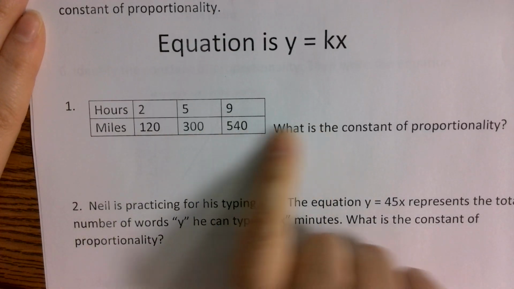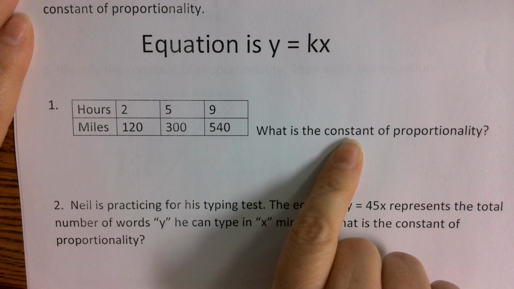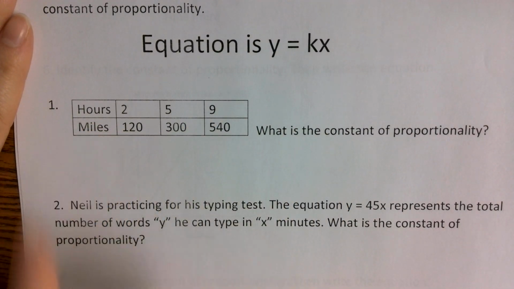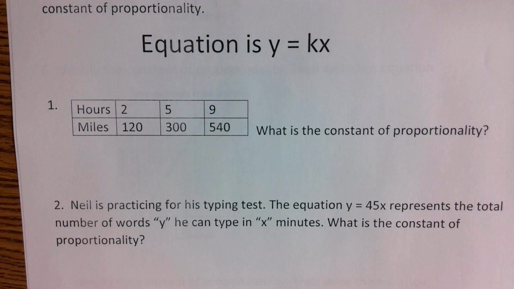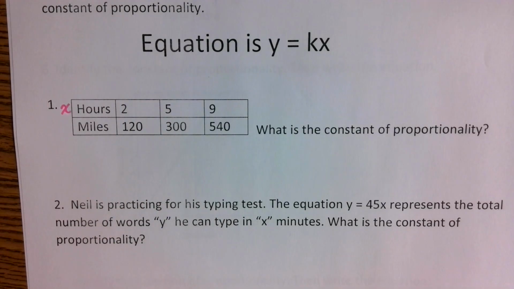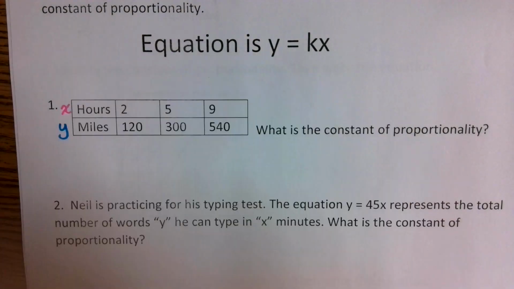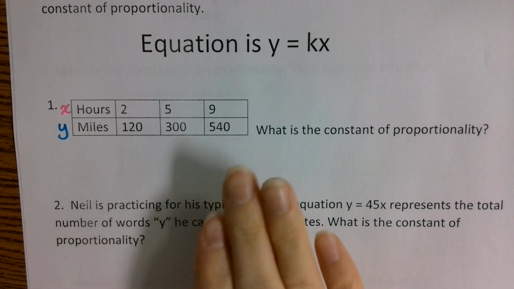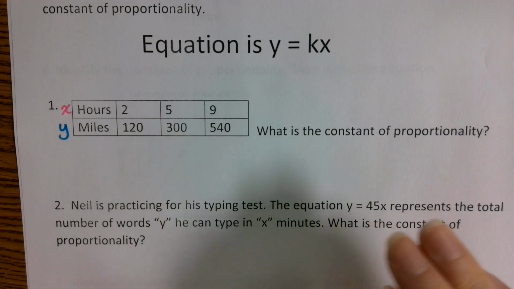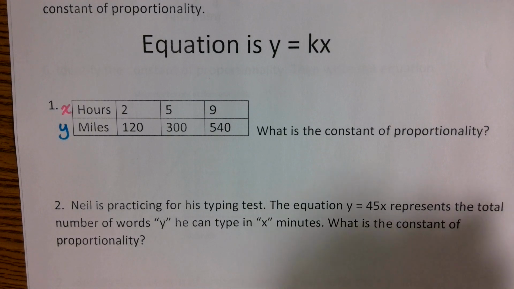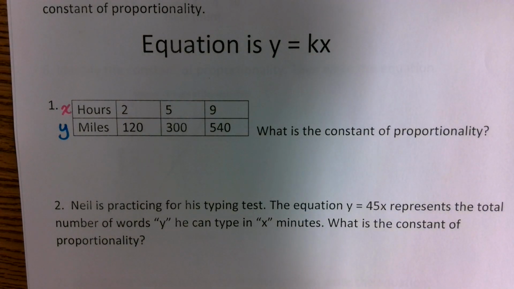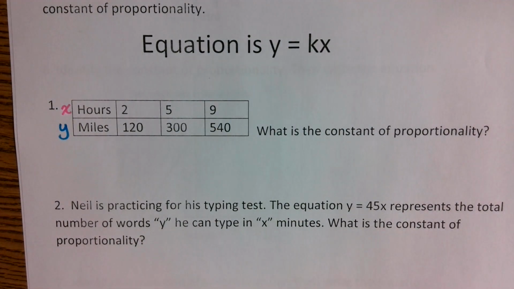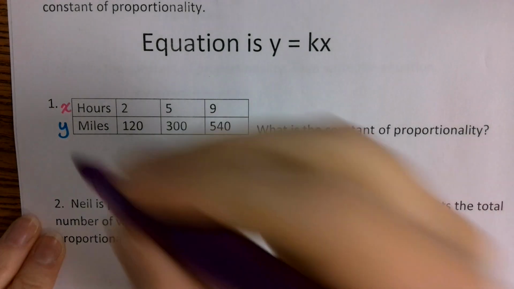So if we're taking a look here at this table, we have hours and we have mileage. Remember that the hours is going to represent our x value, and the mileage is going to represent our y value. And we want to know what is the constant of proportionality. They're already telling us that this is a proportional relationship by asking us what is the constant of proportionality. So constant of proportionality is going to be equal to your k, which is your y over your x.